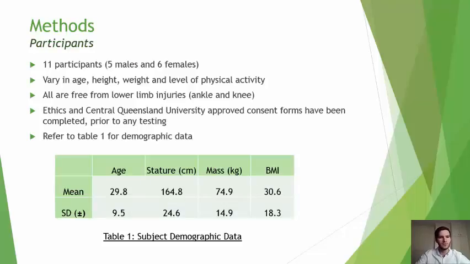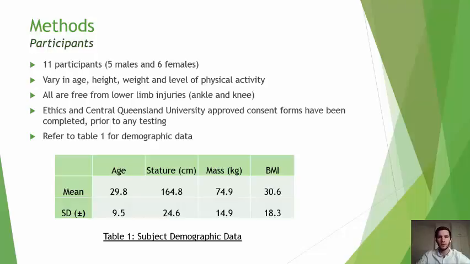For the methods, we had 11 participants used for this study, 5 males and 6 females. They varied in age, height, weight, and level of physical activity. All participants were free from lower limb injury, meaning ankle and knee injuries, and ethics and CQU approved consent forms had been completed prior to any testing.